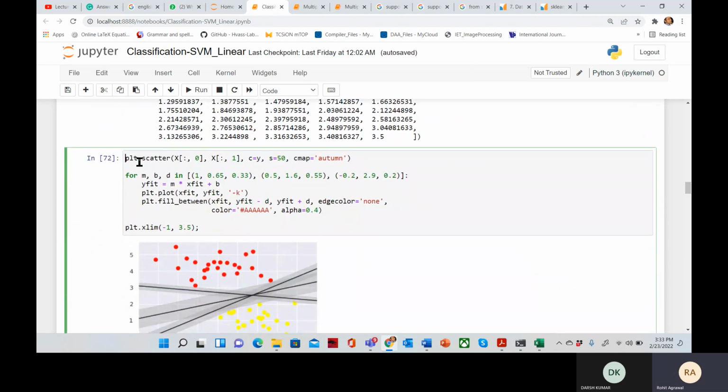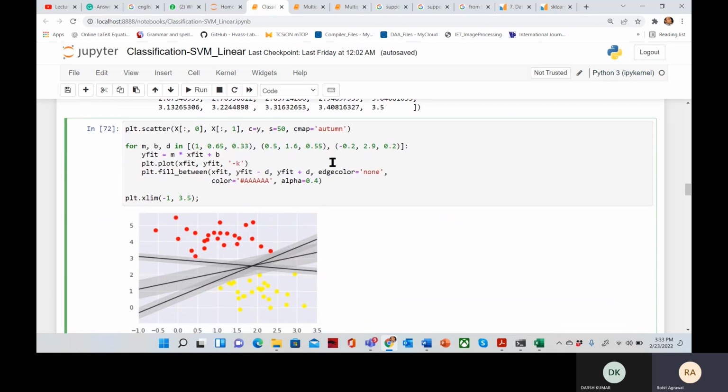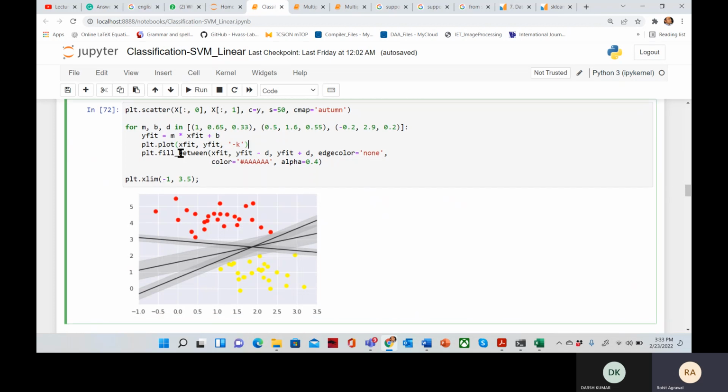So the same thing, we have just plotted our data scatter plot, and this time we are using this thickness, one more parameter. This is y equals mx plus c, or you can say y equals mx plus b. I'm plotting this line x and y, and after plotting this line I'm filling this gap with fill between. ठीक है, x fit, y fit minus d, y fit plus d. So that means I am using some thickness for this line. This one is clear?